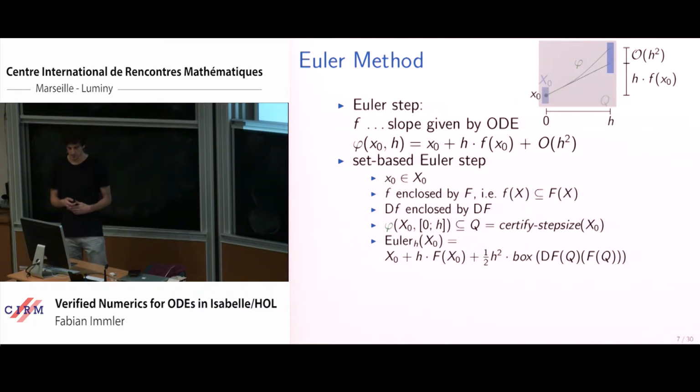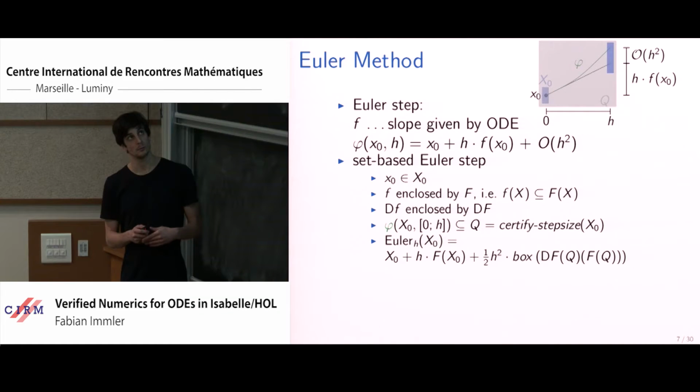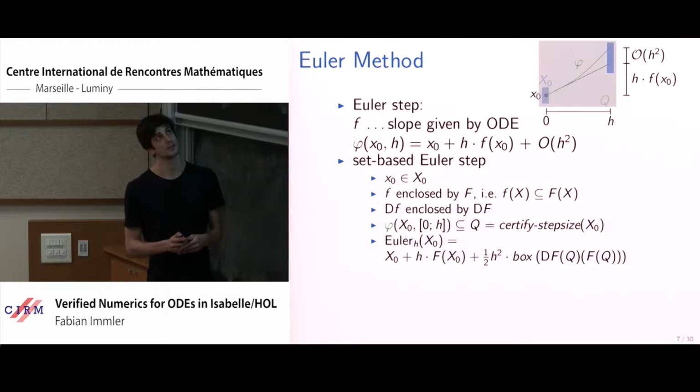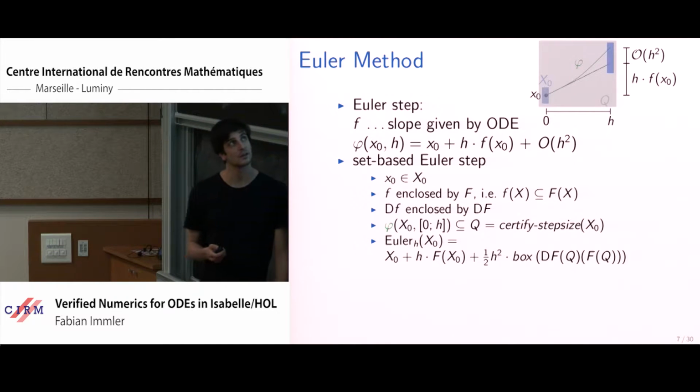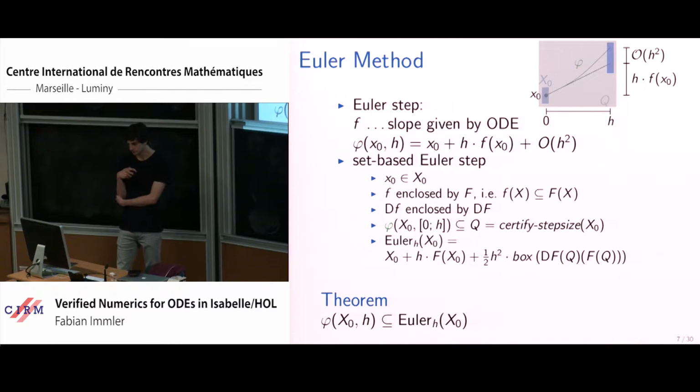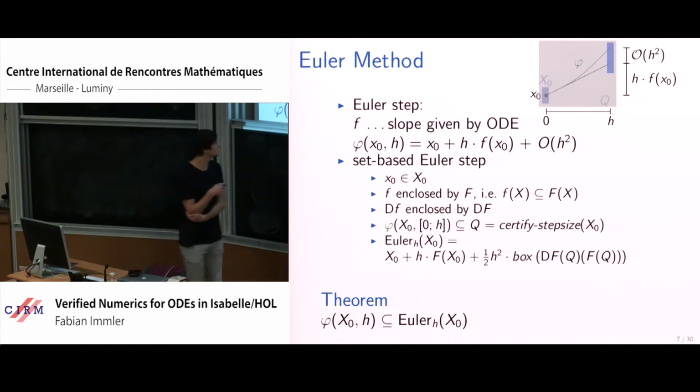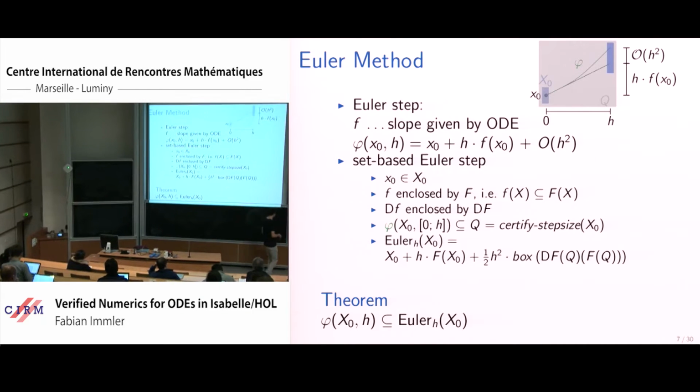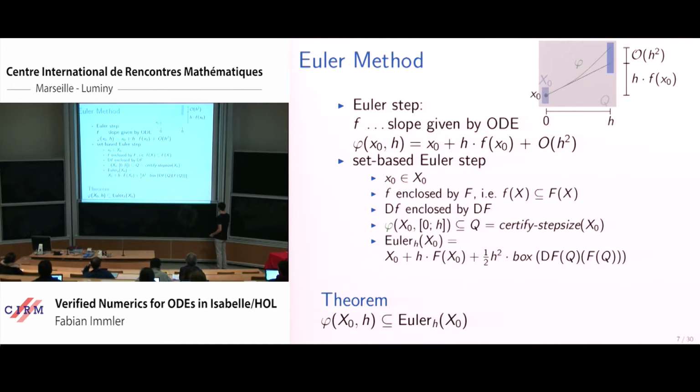And this basically happens by looking at the exact constants of this quadratic O term and adding it as an uncertainty to the originally computed set. And so one can prove that the solution, starting from some initial set, is actually contained in the output of this set-based algorithm.